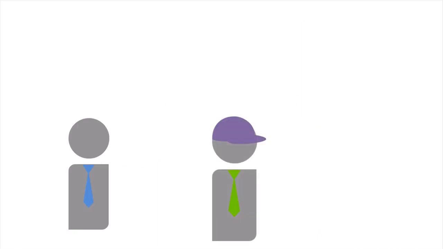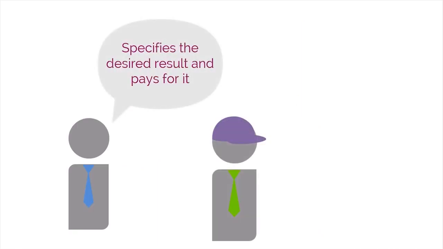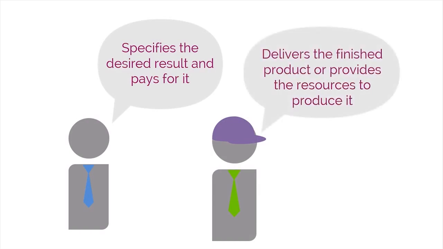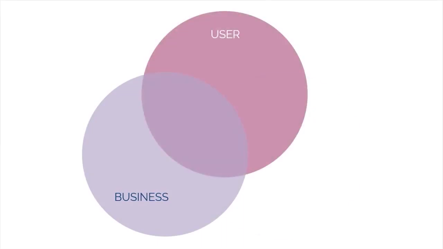This means that there's a customer who specifies the desired result and pays for it, and a supplier who delivers the finished product or provides the resources to produce it. The project board should include representation from each of these three project interest groups, which are business, user, and supplier.